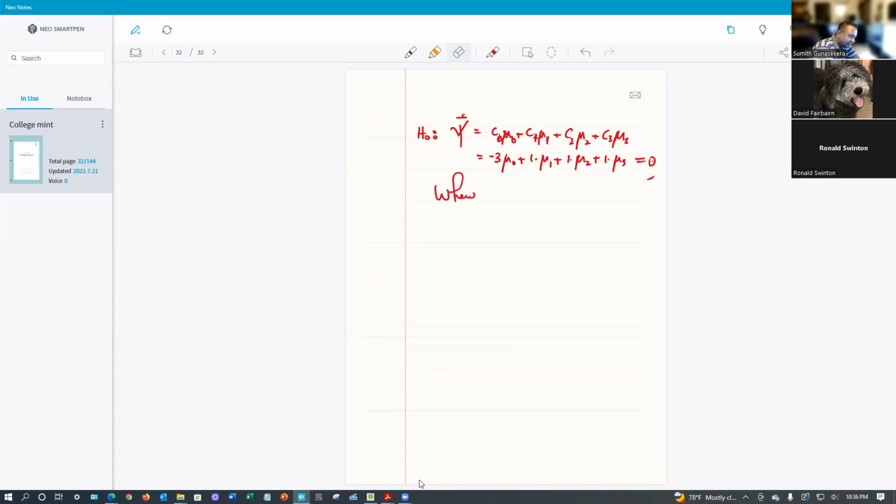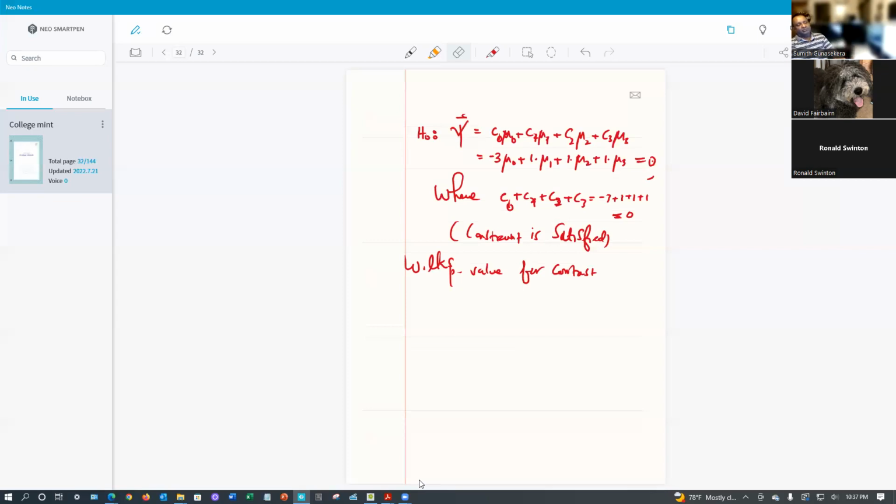Where c0, c1, c2, c3 are negative 3, plus 1, plus 1, plus 1, which sum to 0. The constraint is satisfied. How do you check that? I'm looking into the p value. Look at the Wilks p value for contrast. And it is less than 0.05. Reject that one. That contrast you cannot take into account.